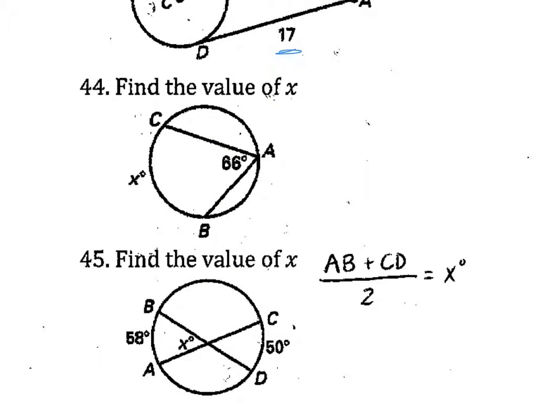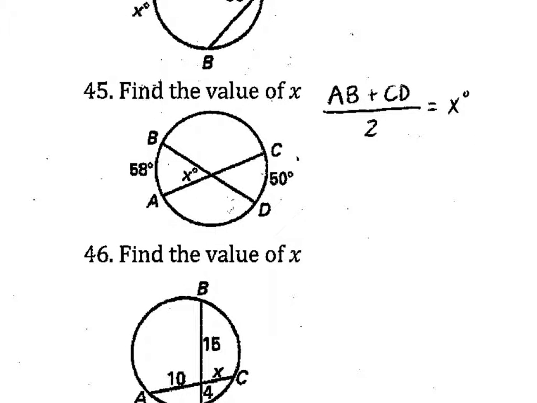Number 44, we want to figure out how many degrees this one whole big arc is here. Remember the rule: if this angle is all the way on the other side, x is twice that amount. So that's how you find that.